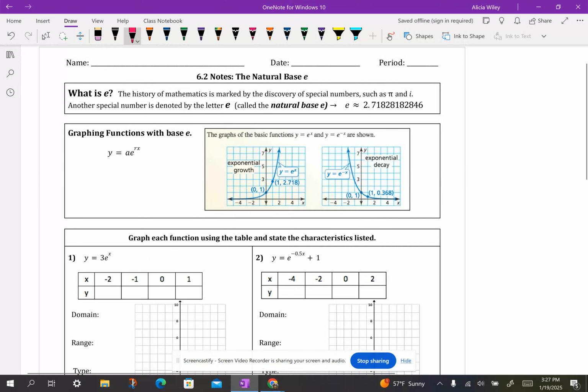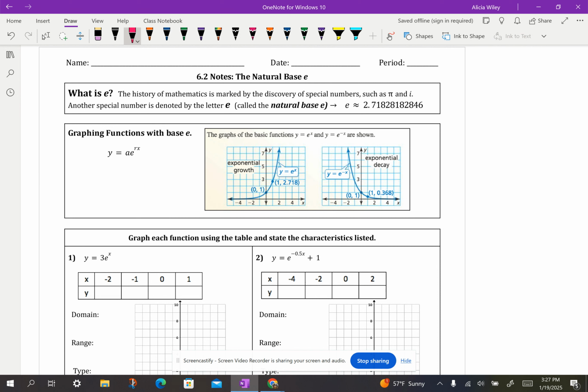Okay, so on these notes, we're going to go over 6.2, the natural base of e. So find that page in your notes if you haven't already and follow along. We talked about e last class, and we talked about how it is a natural number and how we get it. Remember, e is approximately 2.718. There's a bunch of other decimals there.